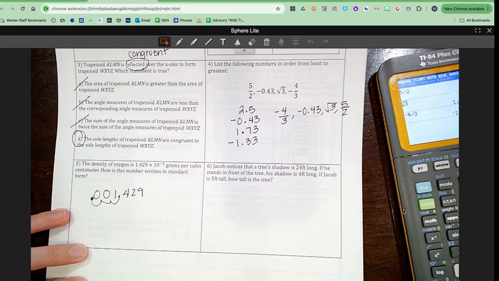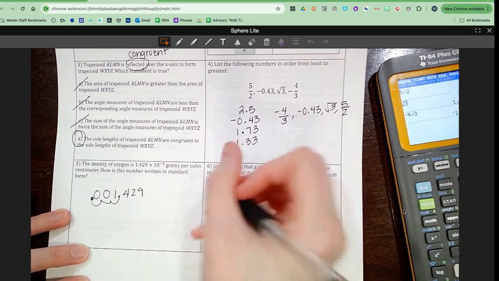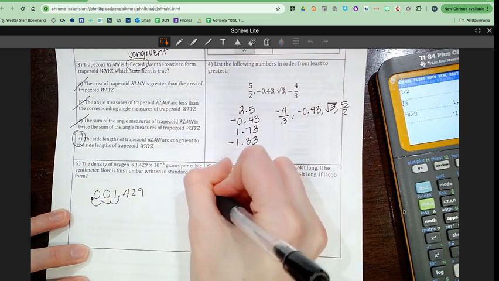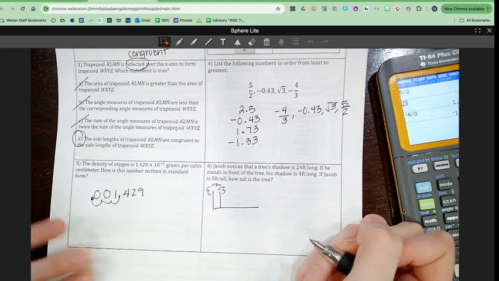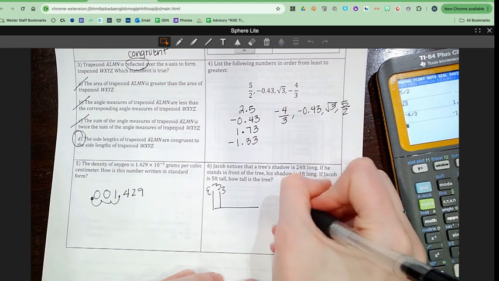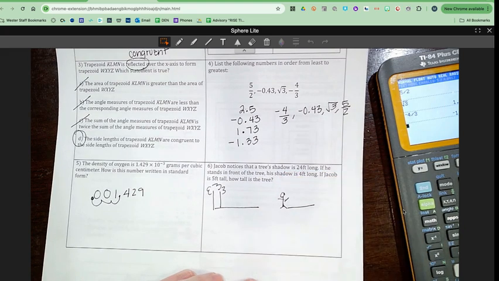Number 6, Jacob notices that a tree shadow is 24 feet long. If he stands in front of the tree, his shadow is 4 feet long. If Jacob is 5 feet tall, how tall is the tree? I'm going to draw a picture. I highly, highly, highly encourage you to draw a picture. There's my tree. There's the shadow. We have Jacob. Here's his shadow.